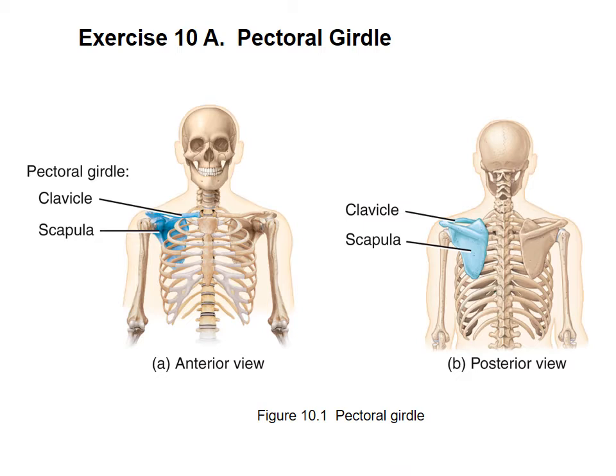So what is the pectoral girdle? The pectoral girdle is the scapula and clavicle, so your collarbone and your shoulder blade. And so you've got the clavicle on the anterior side and the scapula on the posterior side.